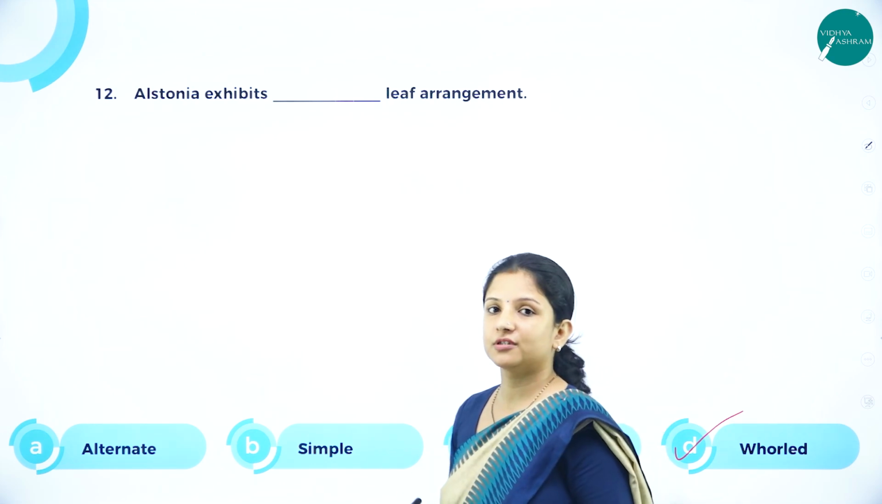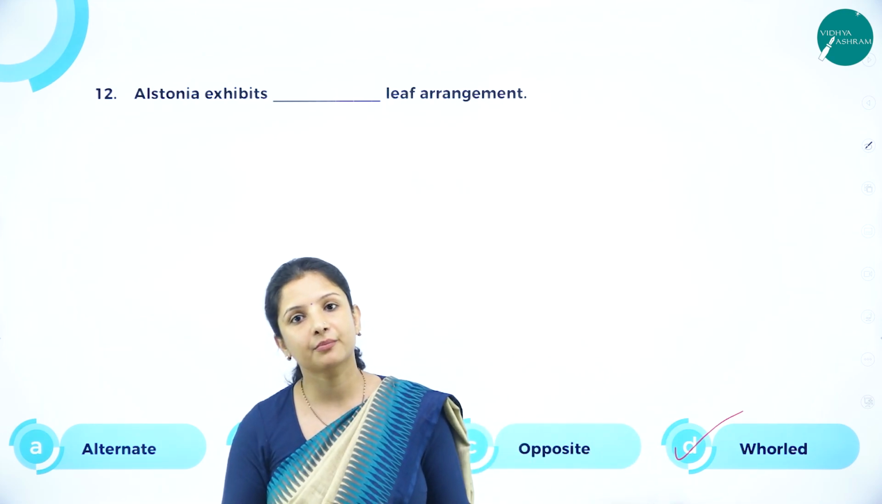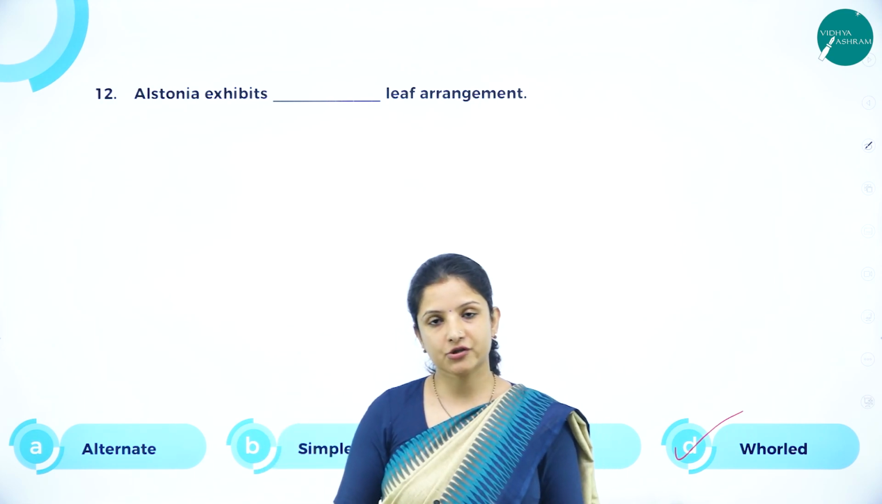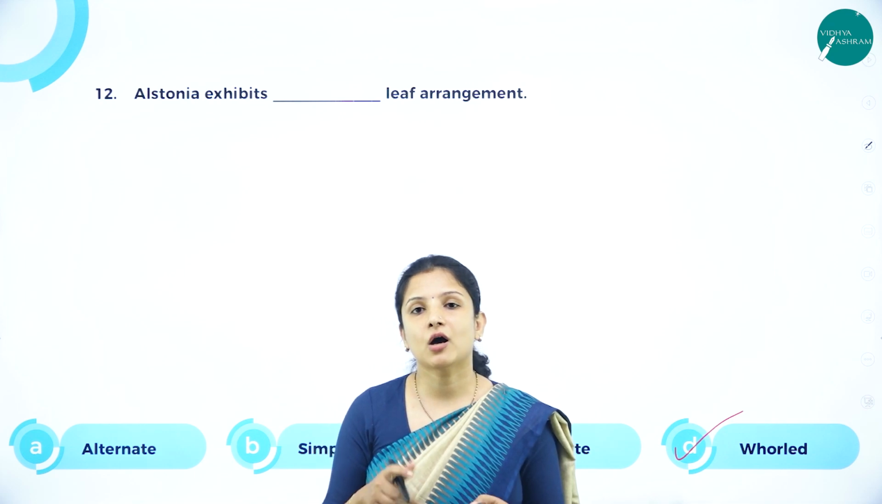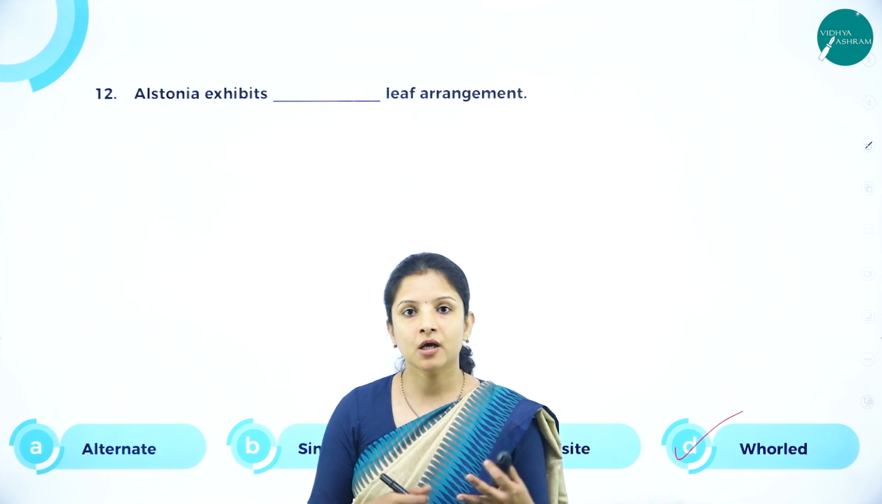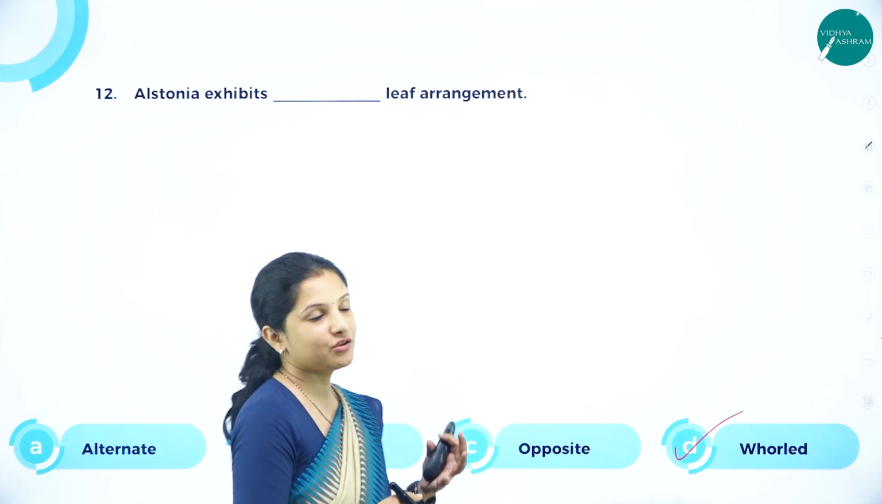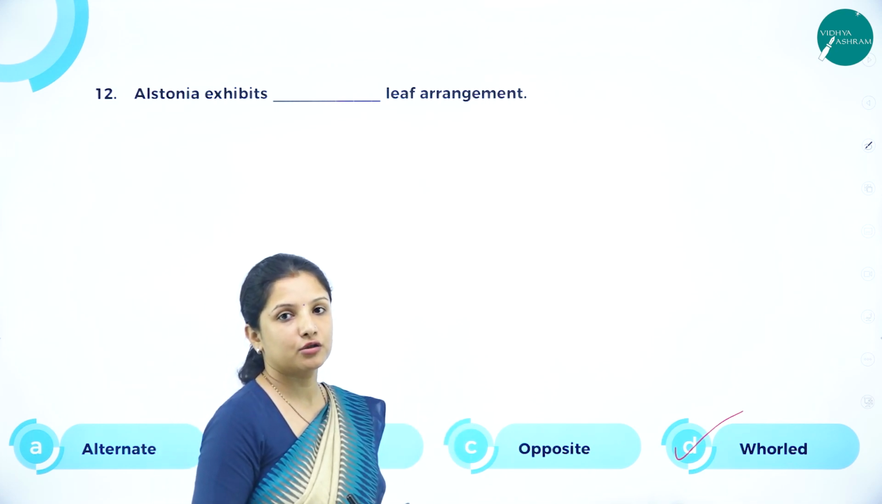Option D. So this was the session wherein we learned about the leaf, its structure, the parts of the leaf, the types of leaves and all that, and how leaves are arranged on a stem. And we also learned some of the MCQs that can be framed under this particular topic.